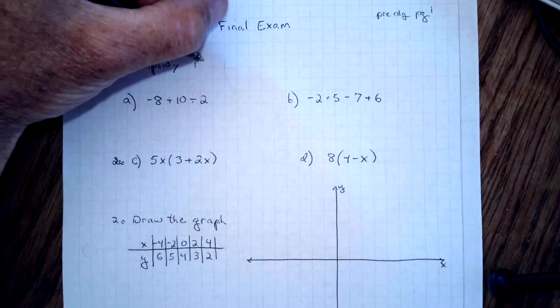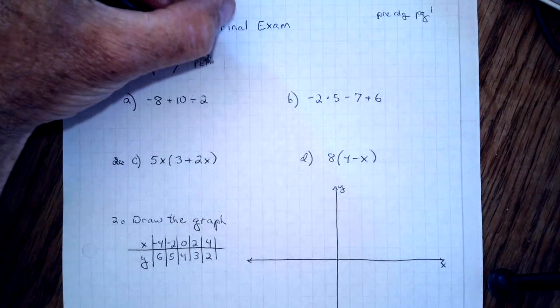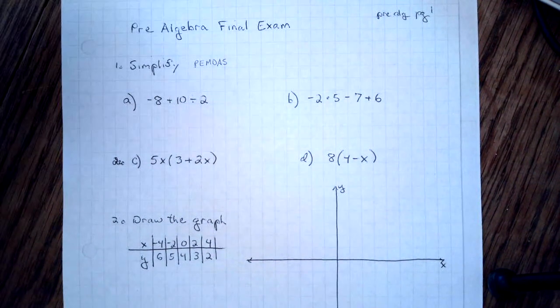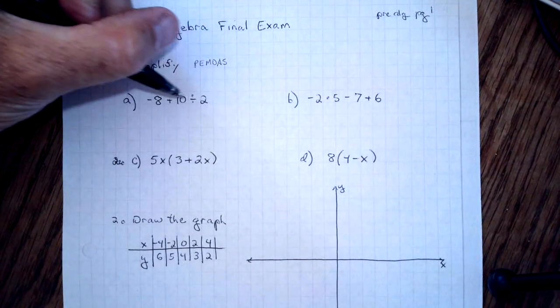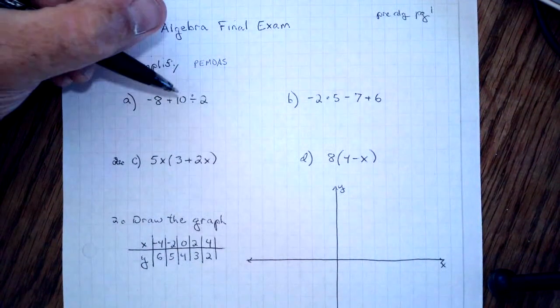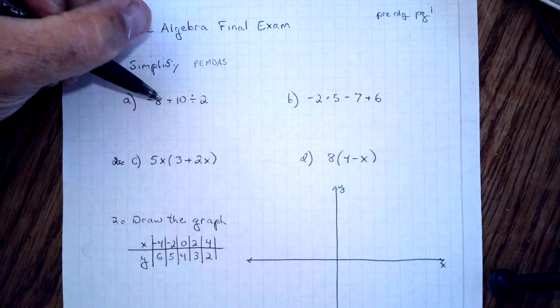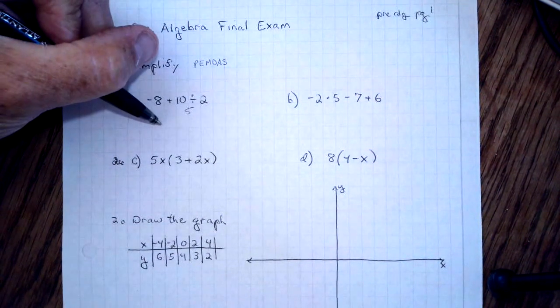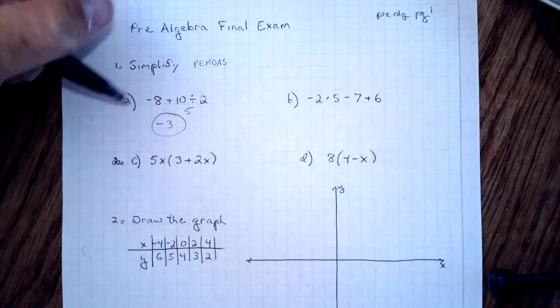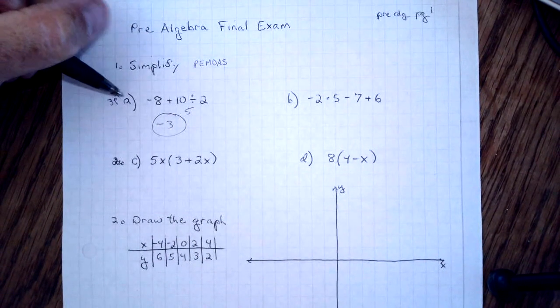PEMDAS, parentheses, exponents, multiplication, division, addition, and subtraction is the order you should do things. That's what this question is, and this is 10 divided by 2, a division problem. That's a -8. So 10 divided by 2 is 5. -8 plus 5 is -3. That is worth 3 points.